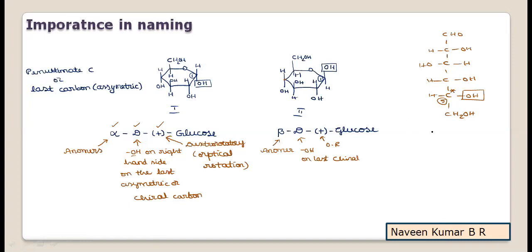If you take the open chain structure, there is a formula to indicate the possible isomers of the given compound. How many isomers are possible for a given monosaccharide, if it is asked? Use the formula 2 to the power of n, where n is the number of chiral or asymmetric carbons present in the given compound.